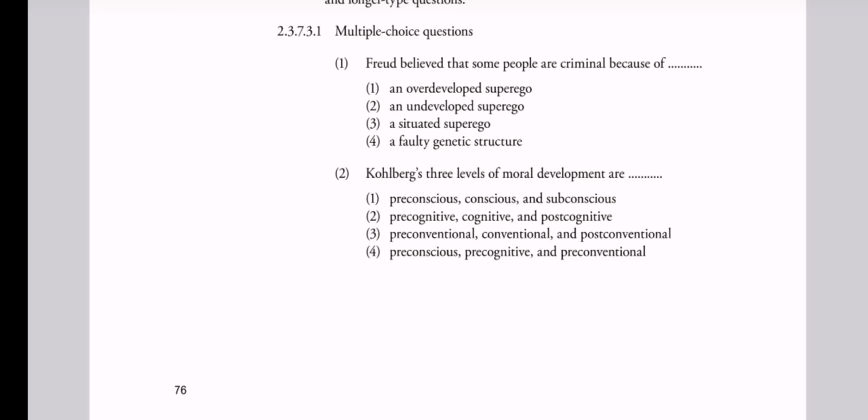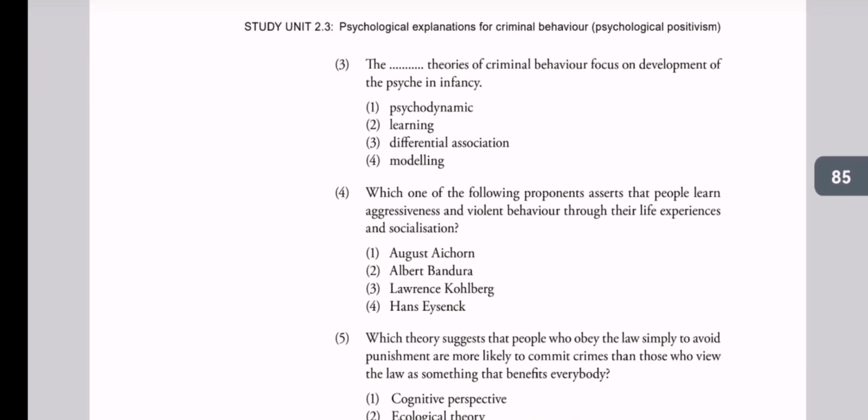Which one of the following opponents asserts that people learn aggressive and violent behavior through their life experiences and socialization? Number 4, Lawrence Kohlberg.